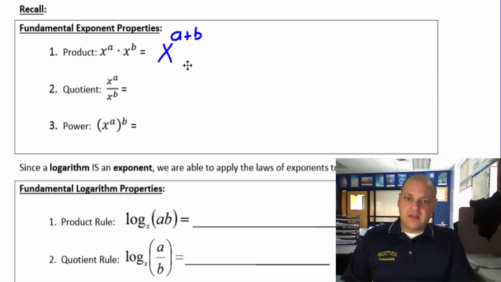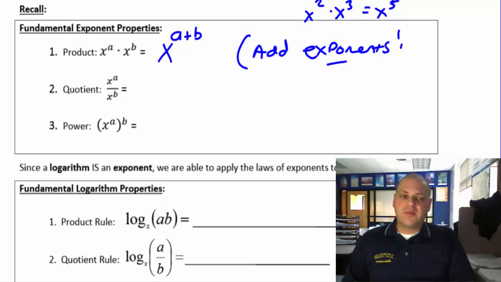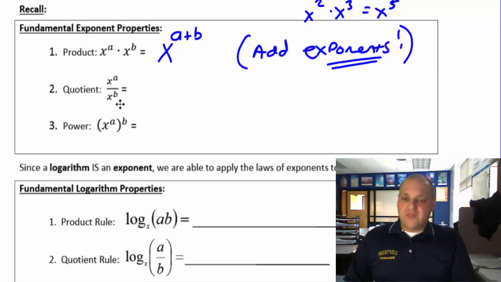We did do this, okay? You guys know that, right? x to the second times x to the third is x to the fifth, all right? x squared times x to the third is x to the fifth. Just to give you an example of what we're talking about here, okay? So I'm just going to put in parentheses, add exponents. I'm writing sloppy here, okay? Add exponents. Now, how about when you divide, you subtract exponents.